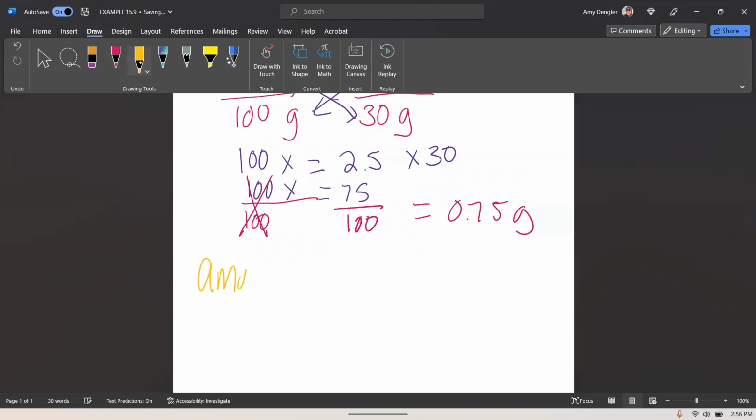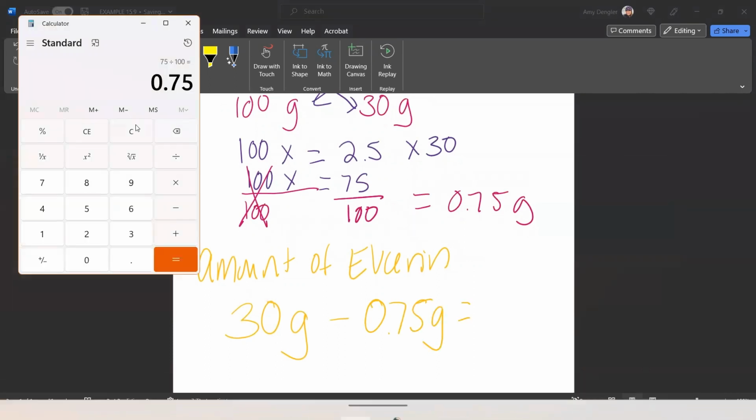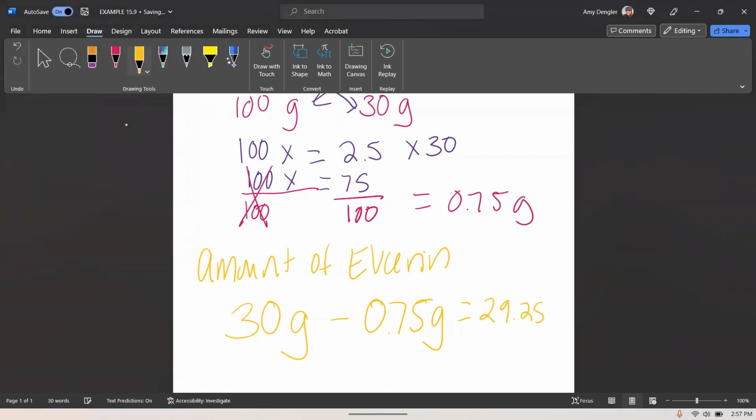Now, the amount of Eucerin, we go ahead and do the desired amount, 30 grams. And then I'm going to subtract that 0.75 grams, that's going to be the hydrocortisone. So 30 minus 0.75, which is going to be 29.25 grams.